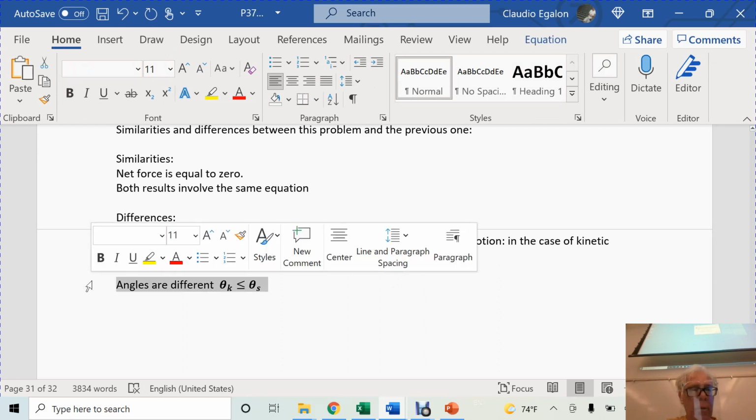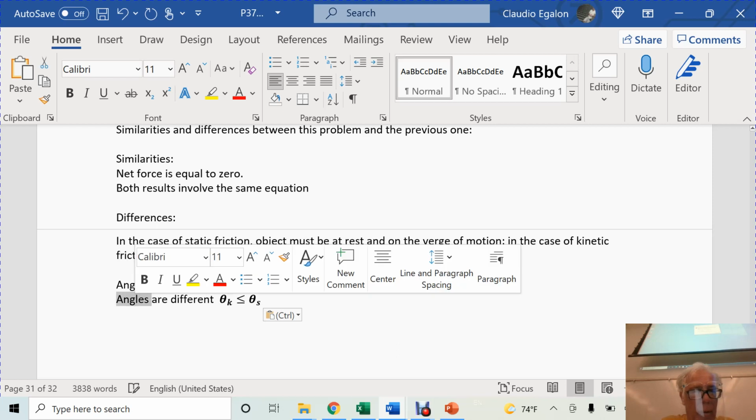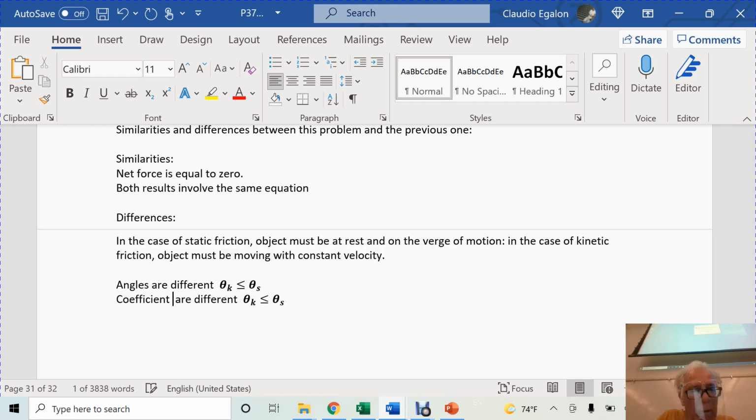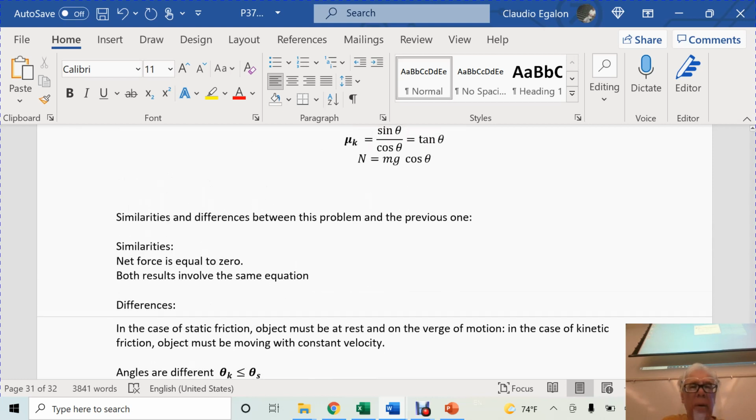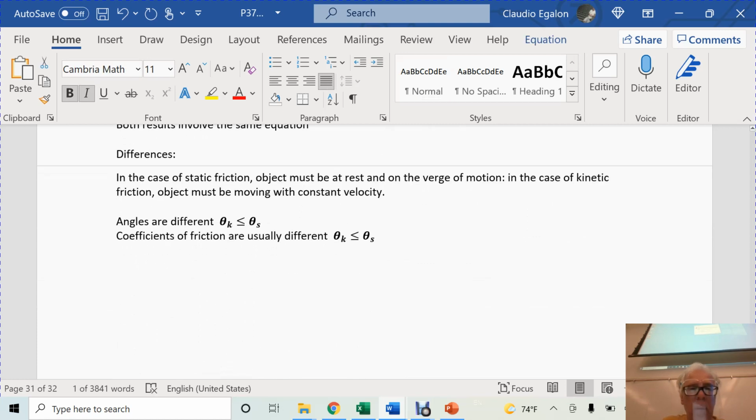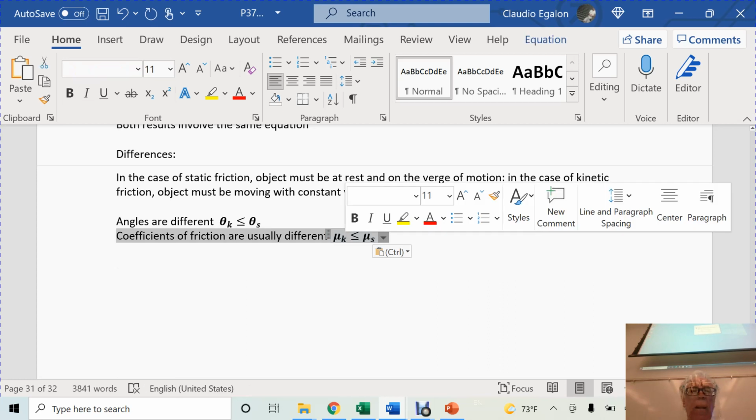Another one. Coefficients of friction are usually different. So those are good similarities and differences to point out.